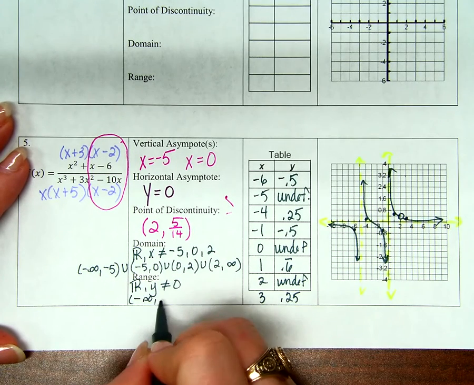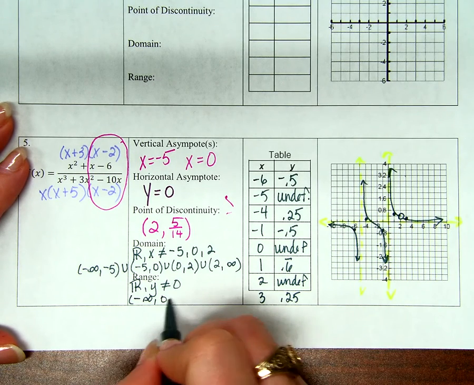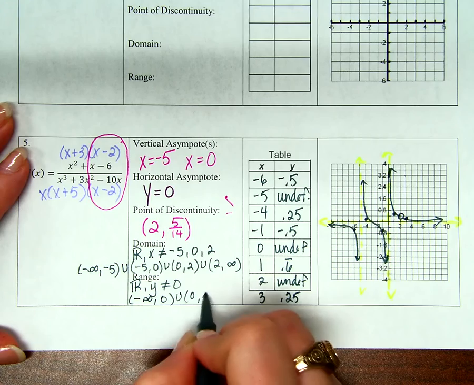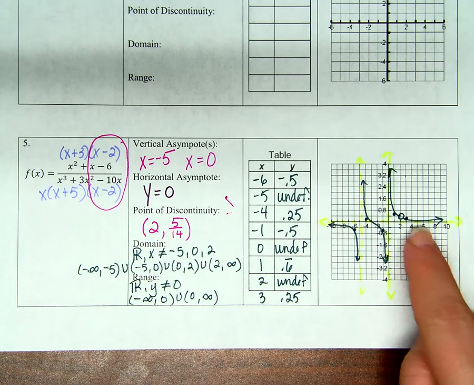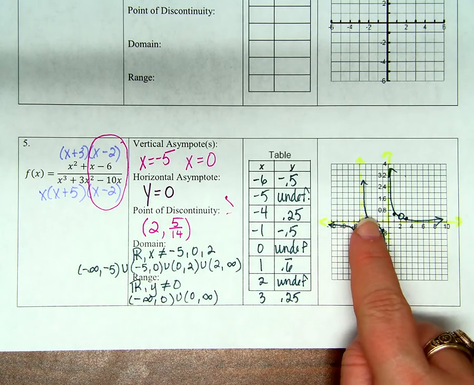So negative to positive? No, negative to 0, and 0 to positive. We don't really put that on there at all, the 5 over 14, because that's the only place it can't be. It can still be right there.